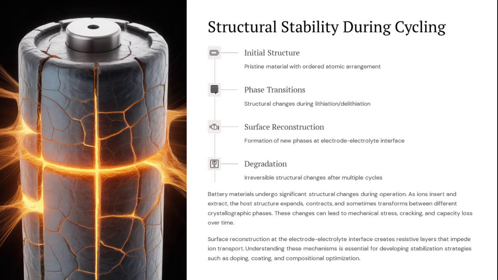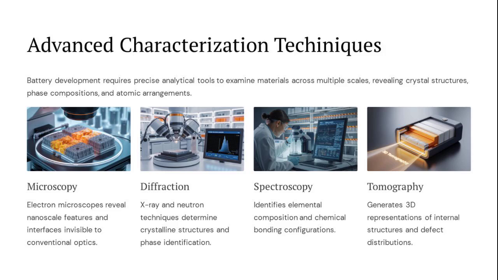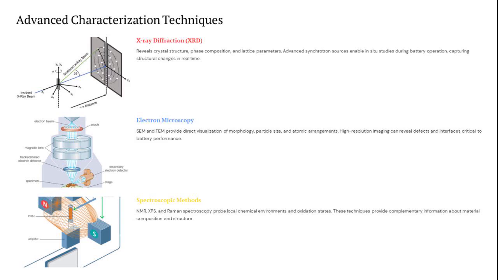Structural stability during cycling. A major challenge in battery materials is maintaining structural integrity during repeated charging and discharging cycles. Materials that undergo significant volume changes or phase transitions often show rapid performance degradation. Advanced characterization techniques: understanding battery materials requires sophisticated characterization methods that can probe structure, composition, and properties across multiple length scales. Let's briefly explore the key methods used to understand these complex materials.